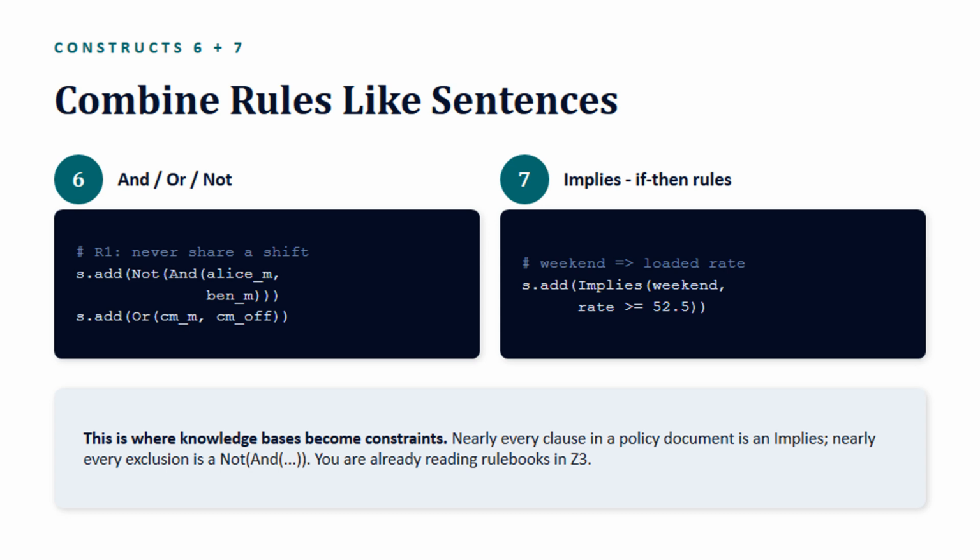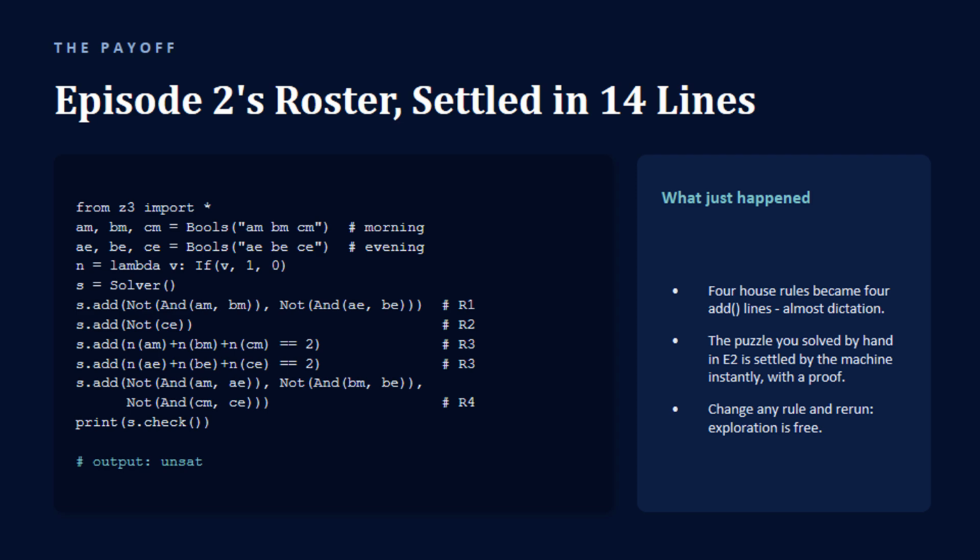Open any policy document, any award, any clinical protocol, and look at the sentences. If the patient is over 65, reduce the dose. If the shift crosses midnight, apply the night loading. Unless both conditions hold, the discount does not apply. Nearly every clause is an Implies. Nearly every exclusion is a Not of And. Which means you already know how to read rulebooks in Z3. You have been doing it your whole professional life, just in prose. Now the payoff.